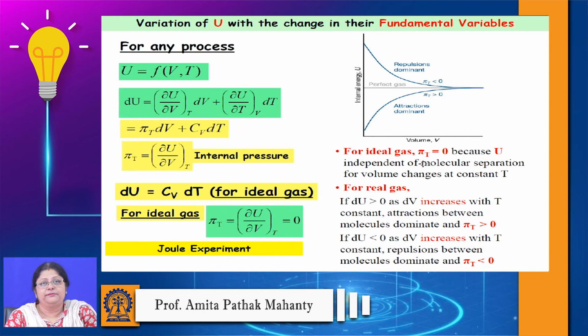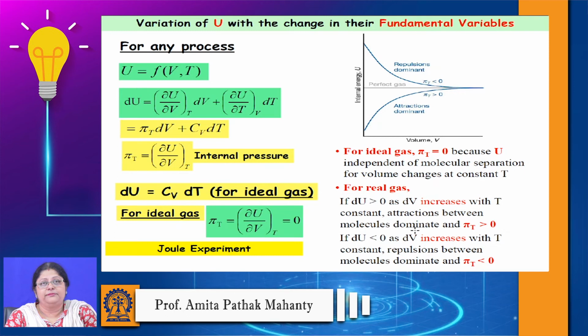For an ideal gas, pi T is equal to zero. That means U is independent of the molecular separation for a volume change at a constant temperature. But for a real gas, if dU is positive as volume increases with temperature constant, attraction between the molecules starts dominating. So pi T, the internal pressure, can have a negative or a positive value. It becomes positive when the intermolecular attractive forces become dominant.